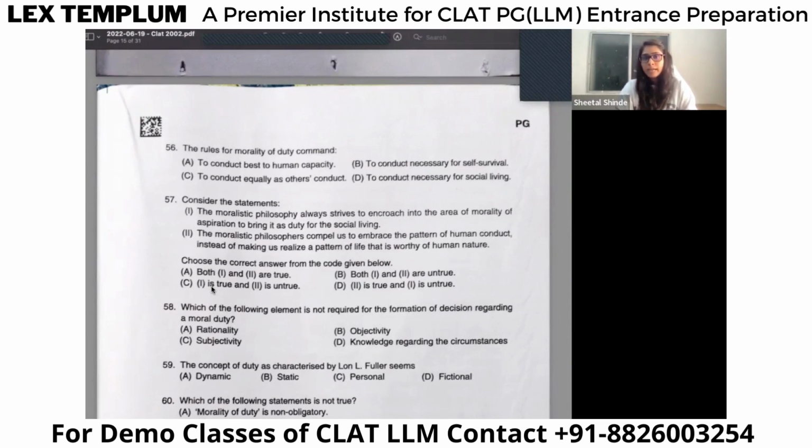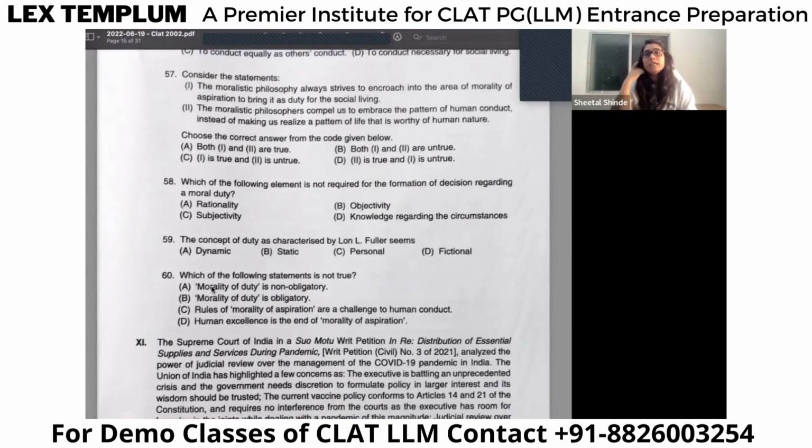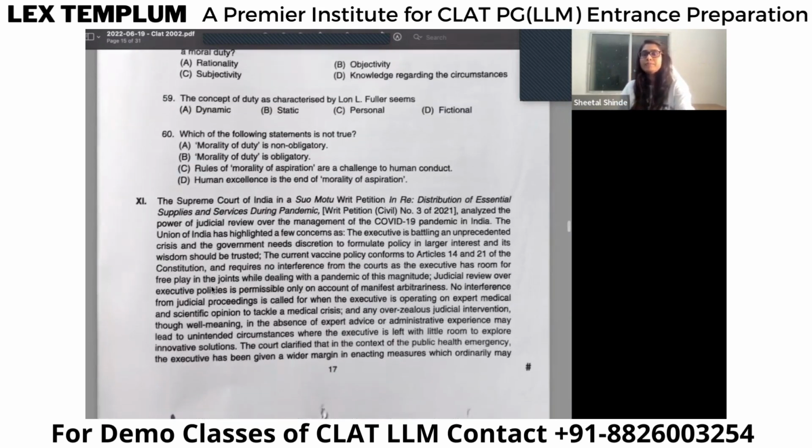57, right? Both A and B are true. That is again from the paragraph itself. 58, this is again from the paragraph itself. Answer is D, knowledge regarding the circumstances. Now 59, the concept of duty as characterized by Fuller seems what, dynamic, right? Because he did talk about it in the paragraph itself. So answer is A.